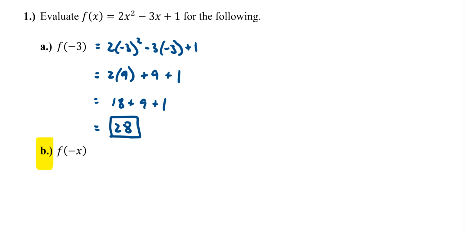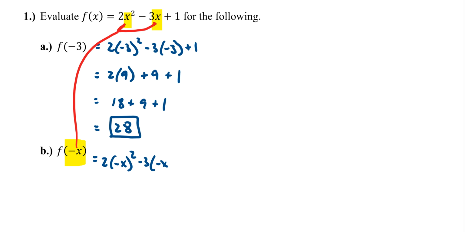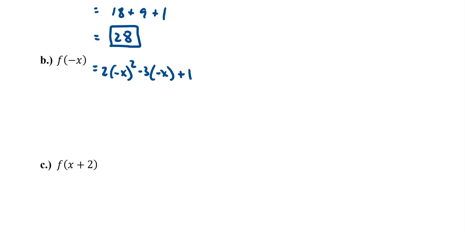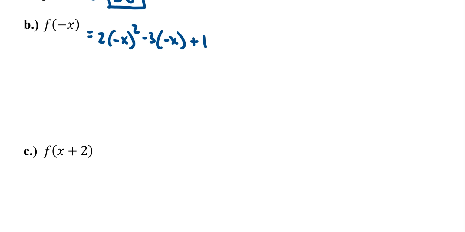So this one looks maybe a little bit trickier just because you're now plugging in a variable instead of just a number. But again, you're going to start this off the same way. You're going to replace all of the x's in the original function with a negative x in parentheses. So that's going to be 2 times negative x squared minus 3 times negative x plus 1. So again, you always start these off the same way. You substitute in for all of the variables with parentheses.